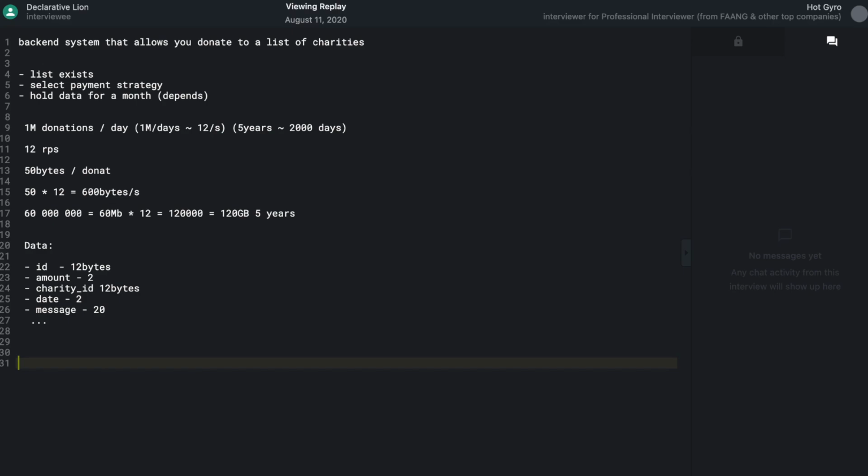Yeah, cool, that's okay. Now, again, this is the process: the user selects a charity and pushes the amount of money. So I think now we should draw a high-level design of how it would work.